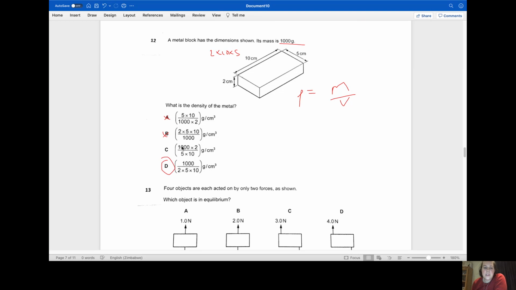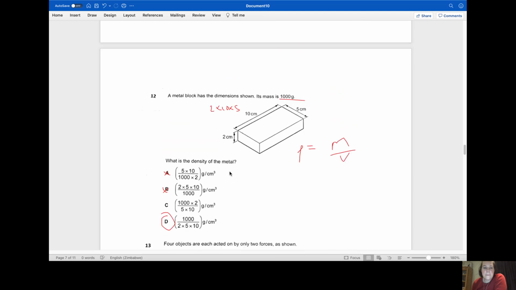This doesn't even make sense. Why would you times the mass by 2? Okay, mass divided by volume.